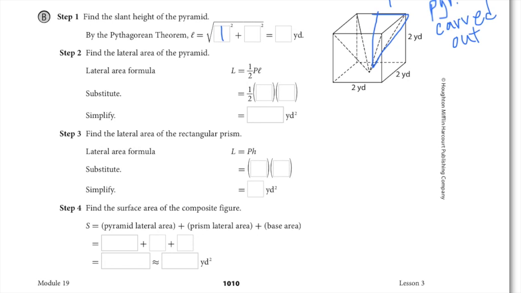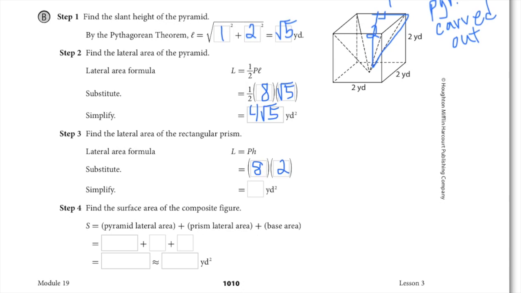So I first need to find the slant height of the pyramid. And the sides there are 1 and 2, the legs of that right triangle. So we get the square root of 5 for the slant height of the pyramid. Now we're going to find the lateral area of the pyramid, which is the perimeter of the prism or cube, which is 8, times the slant height, which is square root of 5, and then half of that, remember, because we're doing pyramids, so they're triangles, so 4 radical 5.